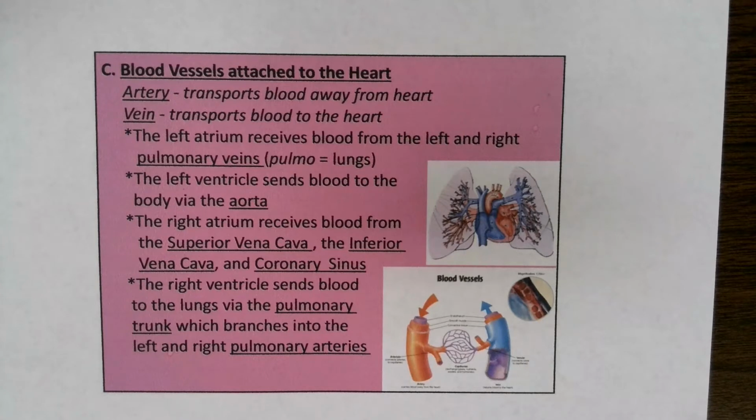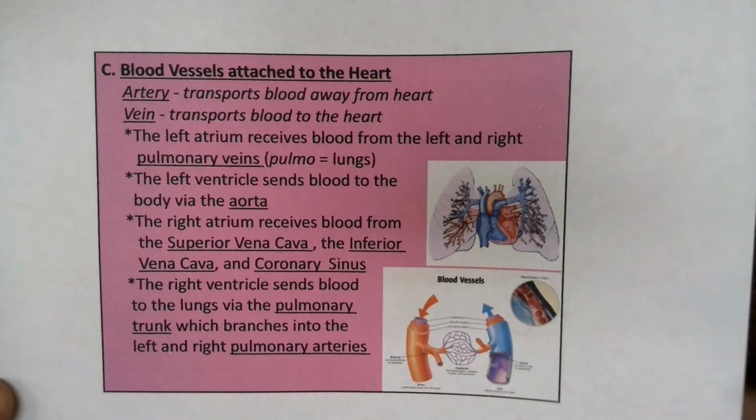And the right atrium is going to receive blood from the superior vena cava, the inferior vena cava, and then another structure that's called the coronary sinus, and those are all veins, okay? The right ventricle is going to send blood to the lungs via the pulmonary trunk, which is going to then branch and go to the left and right lungs via the left and right pulmonary arteries, right?